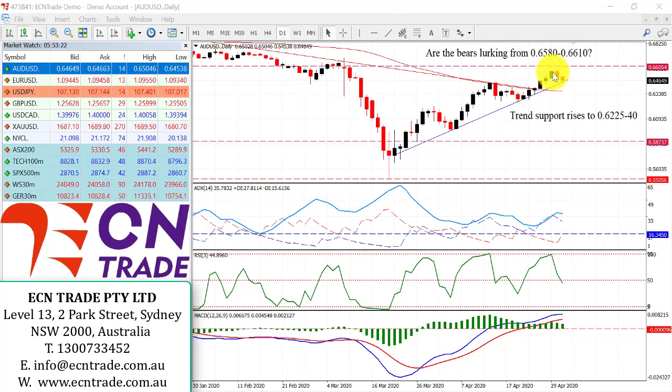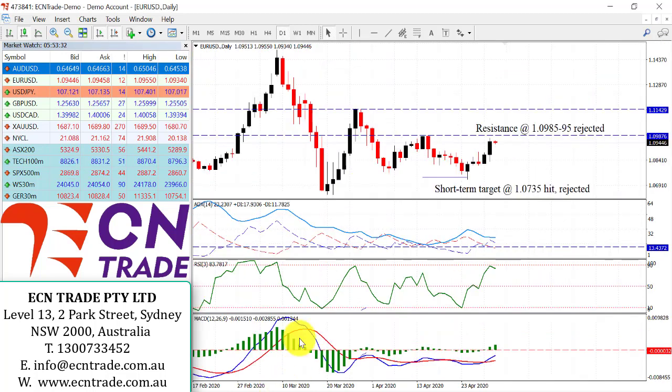I do view that this is quite a significant turnaround, so I feel that the market will pressure the downside. And let's see if we can get the break at 62.25 to initiate that move to 62 cents.